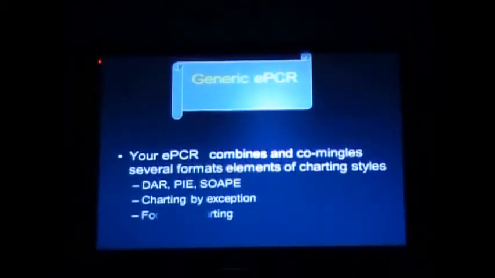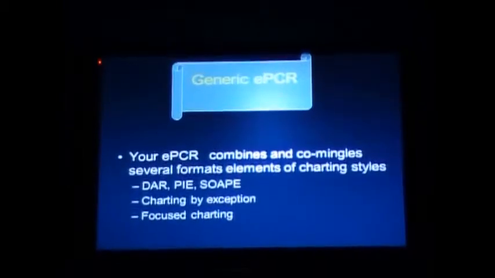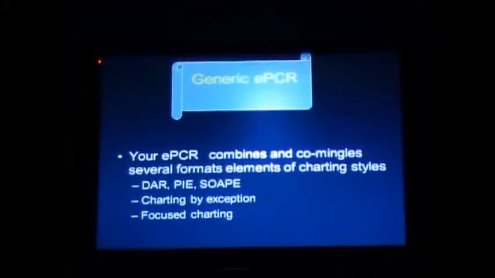So you have the ability with your charting system to co-mingle several formats. Some of the formats that are out there are DAR, PIE, and SOAP or SOAPE. Some charting systems, I don't think yours does, do charting by exception, which is pretty much what a checkbox format does. It's construed to be normal unless, and then focus charting.